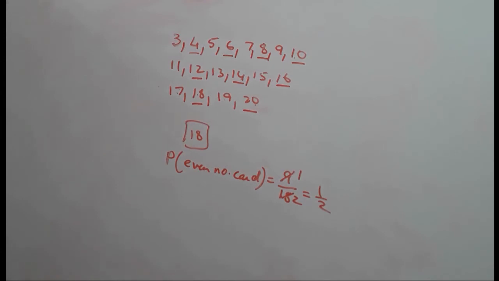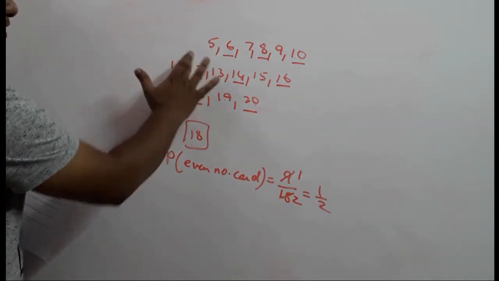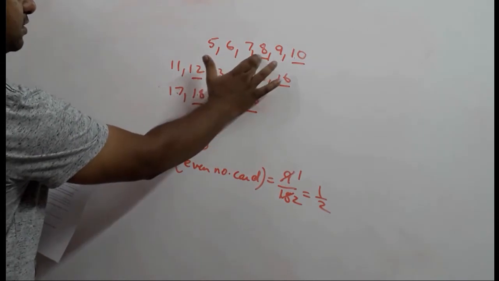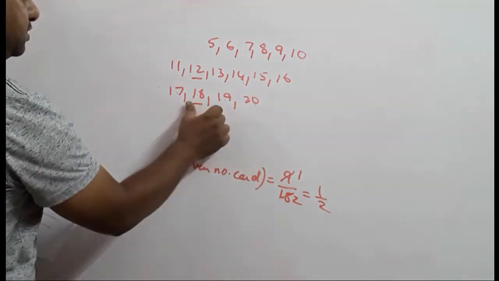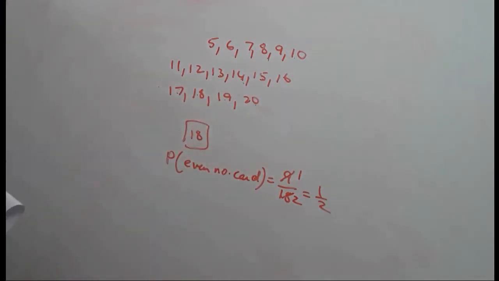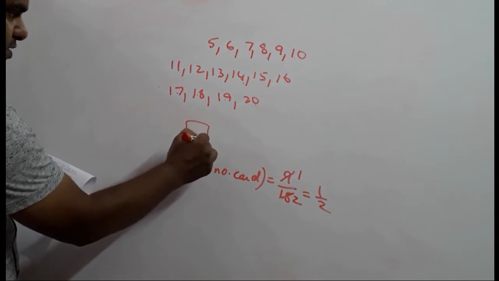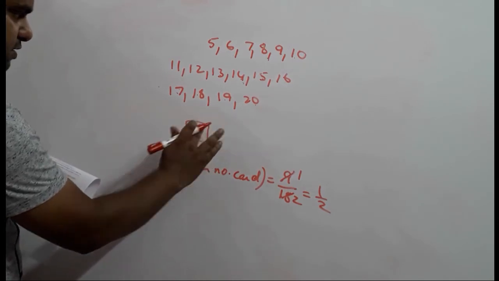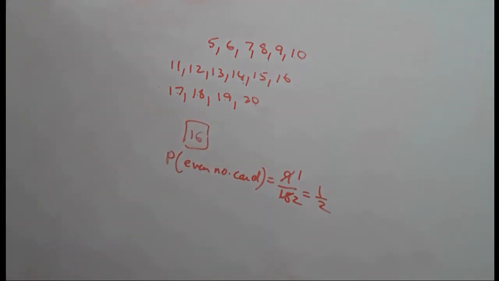A box contains cards marked with numbers 5 to 20. Let's do that. So here we have 3 to 20. So we'll just erase 2 of them, and we'll erase these over here, make it easier. Okay, now we have numbers from 5 to 20. So there are a total of 16 cards. Okay, a total of 16 cards.